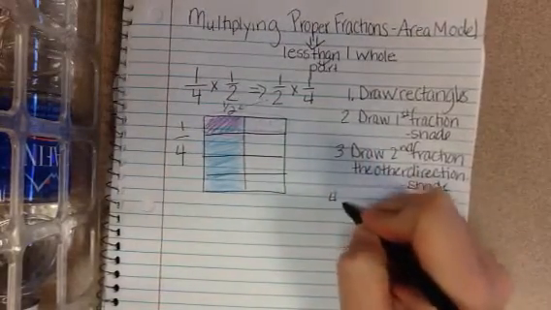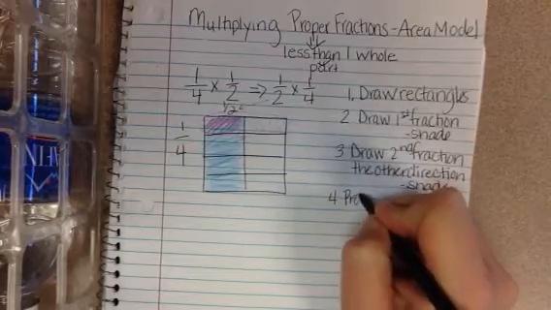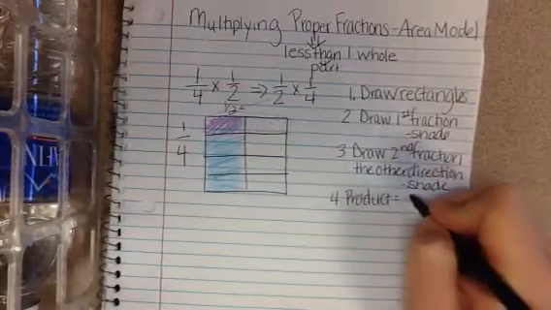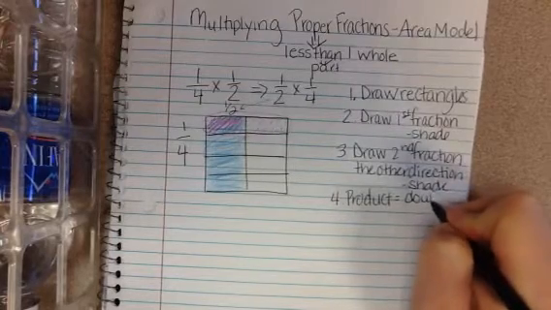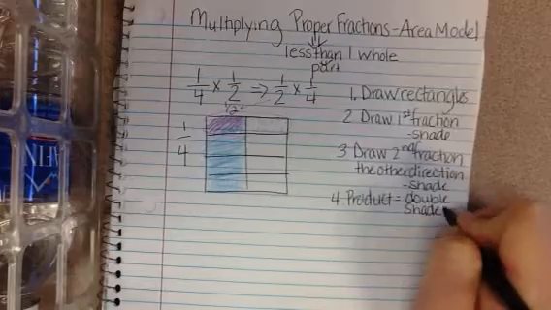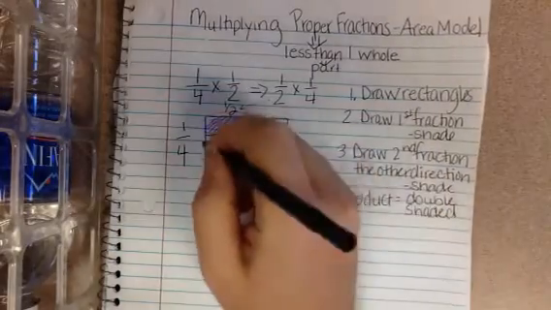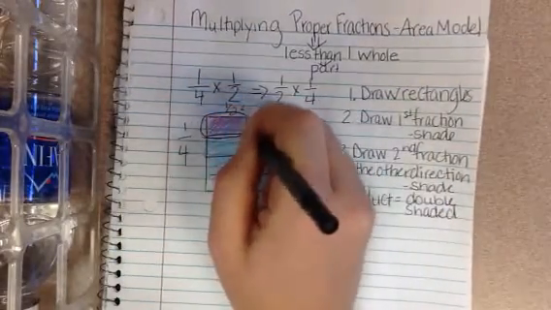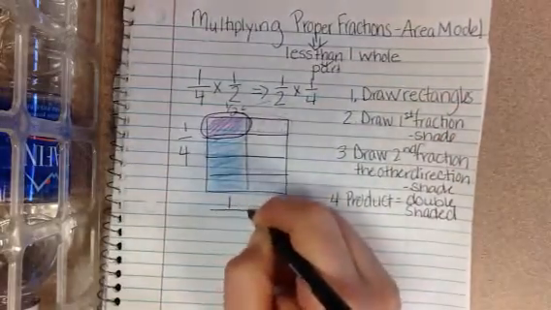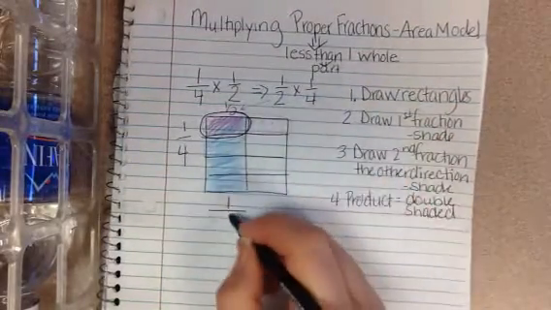Okay, so your answer, your product, equals the part that is double shaded. Your product equals the part that's double shaded. What part is double shaded? This part. So my answer is one part out of how many total parts there are? 8.